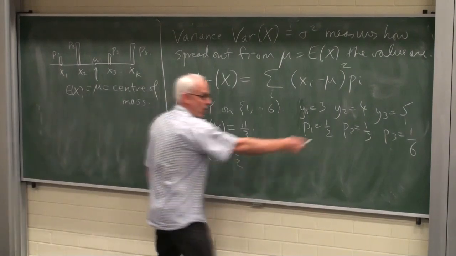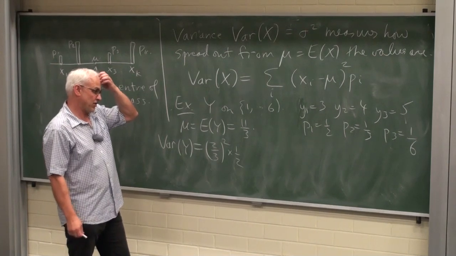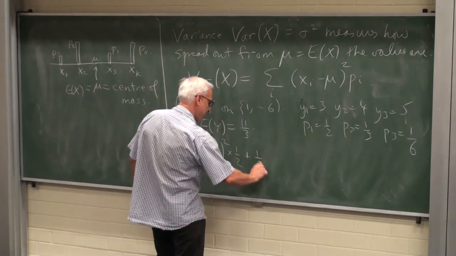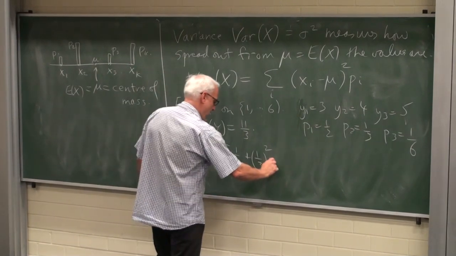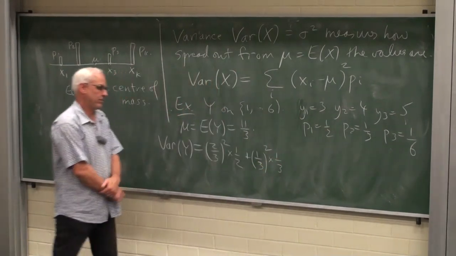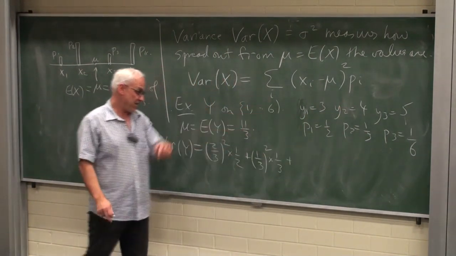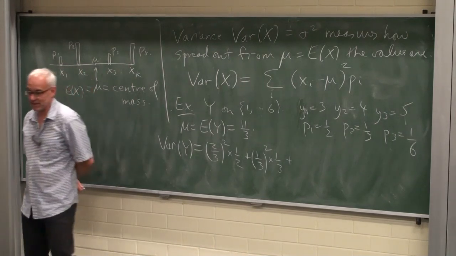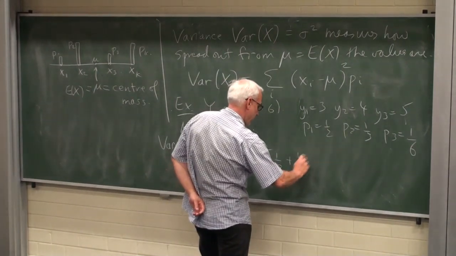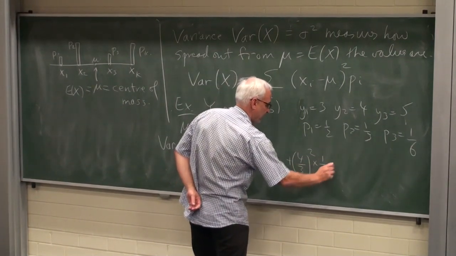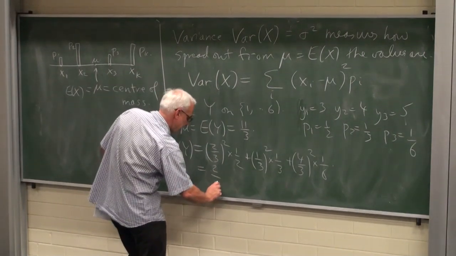The next one, the 4, we have to take the difference. 4 is 12/3, so that's a difference of 1/3. We square it and multiply by 1/3. And then the last one, the 5: the difference between 5 and the mean, 5 is 15/3, so that's 4/3. Take 4/3 squared and multiply by 1/6. So this is 4/9 times a half, that's 2/9.